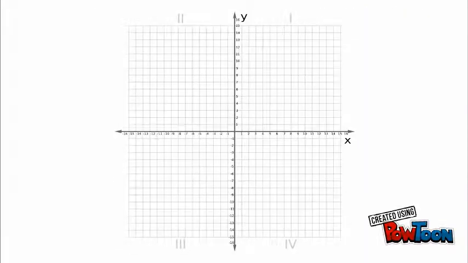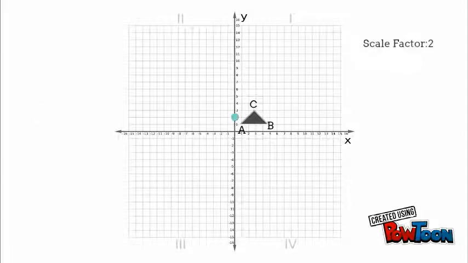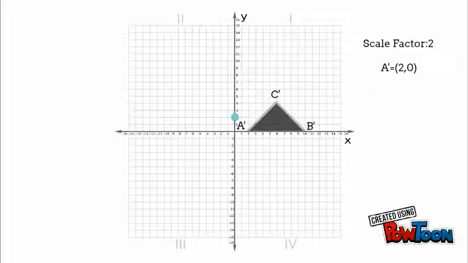We will dilate the triangle around point 2, 0 with the scale factor of 2. This leaves A prime at 2, 0, B prime at 10, 0, and C prime at 6, 4.